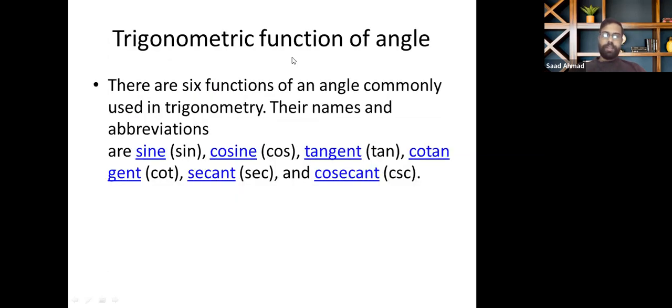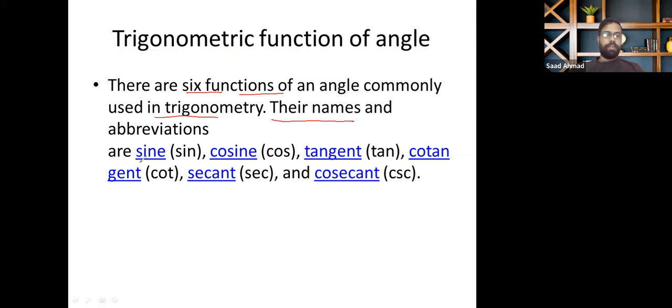Okay, so now this is the last one, trigonometric function of an angle. This is the last topic for now, the fourth topic for the day. There are 6 functions of an angle commonly used in trigonometry.